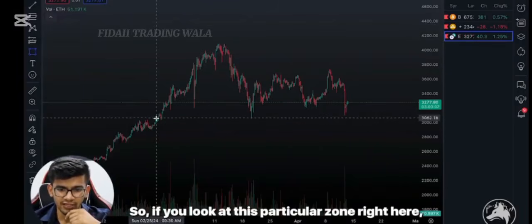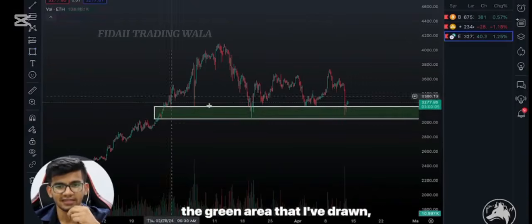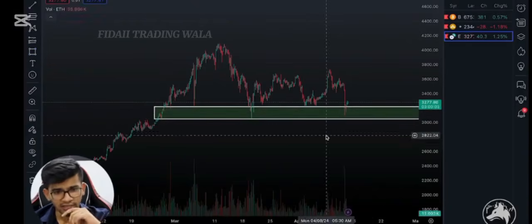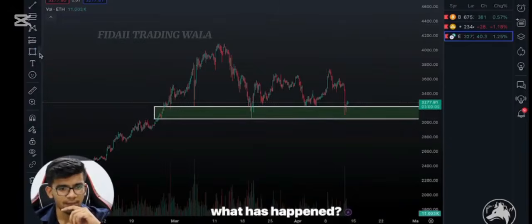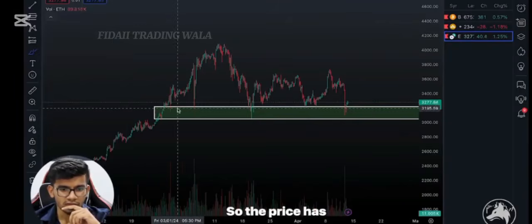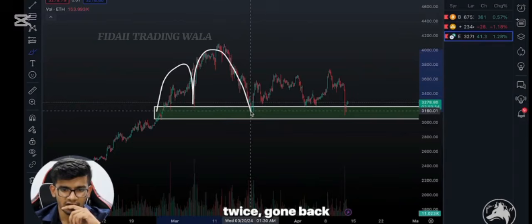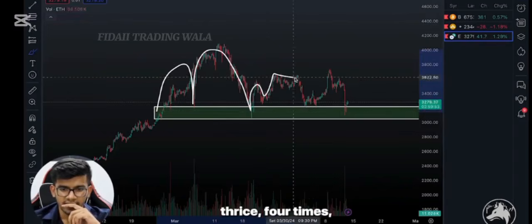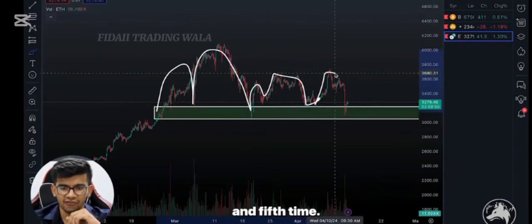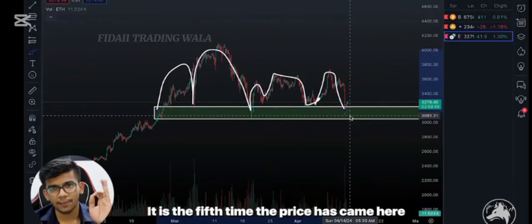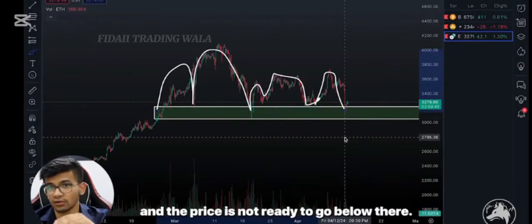Let's take an example right here. If you look at this particular zone, the green area that I've drawn, what has happened? The price has come here once, got back, twice, gone back, thrice, 4 times, and the 5th time, the price has come here and is not ready to go below there.